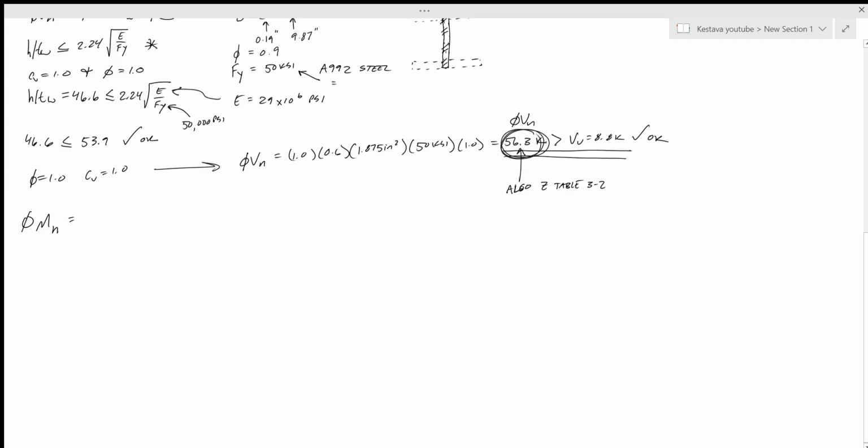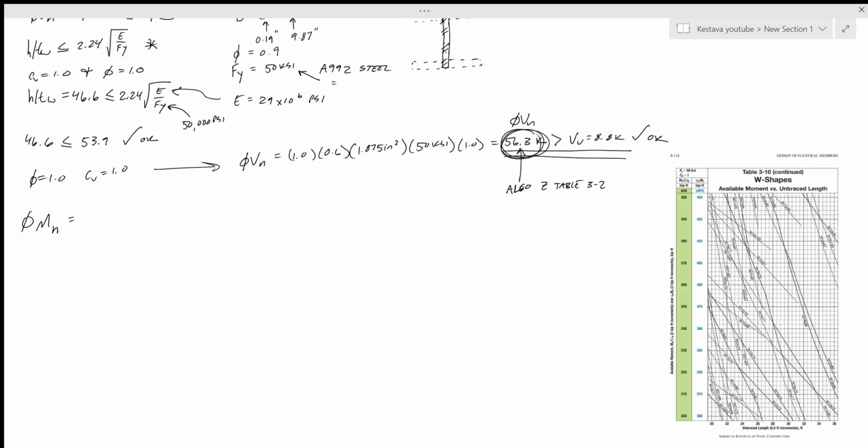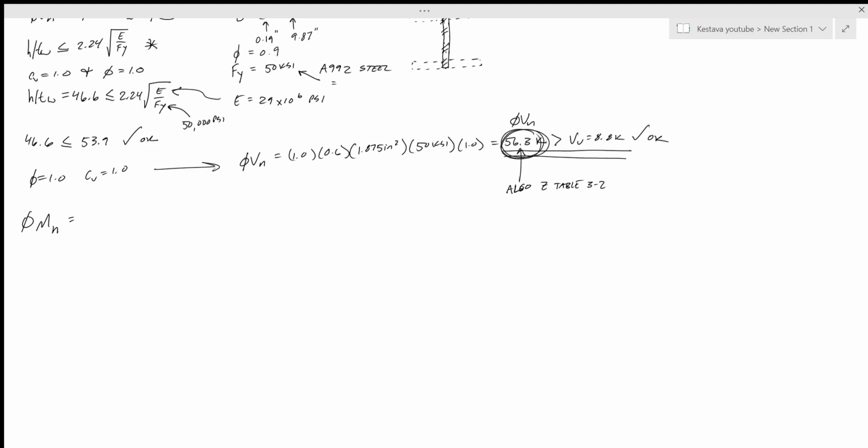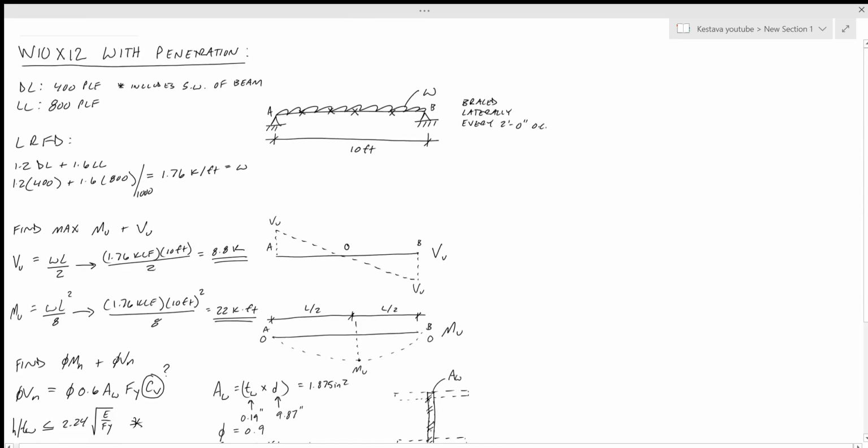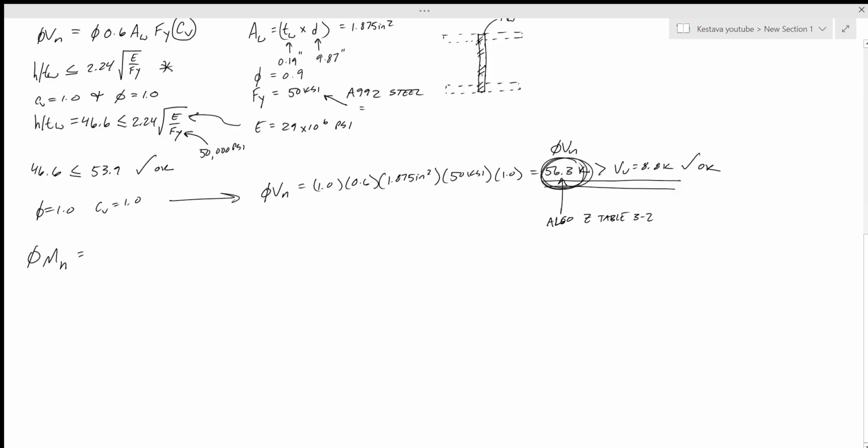Now for our moment, phi Mn, we can go to Table 3-10. That's our available moment versus unbraced length. So we'll go through that chart, and we have a W10 by 12, and we know that it's braced every 2 feet. That's denoted over here. And we just need to find our W10 by 12, which is really small, so it's going to be towards the back. It's going to be actually the last page, so page 3-134.